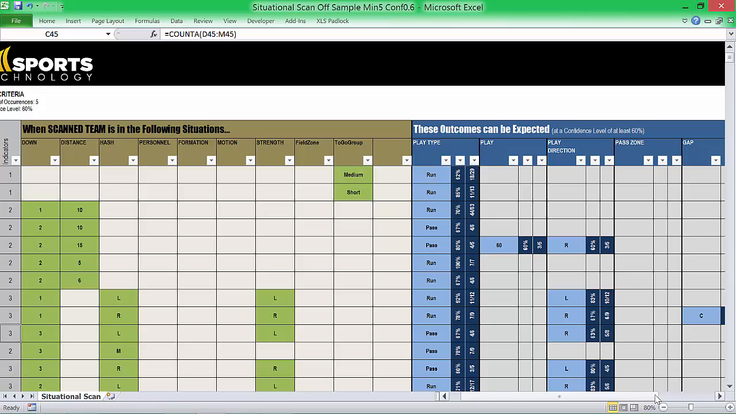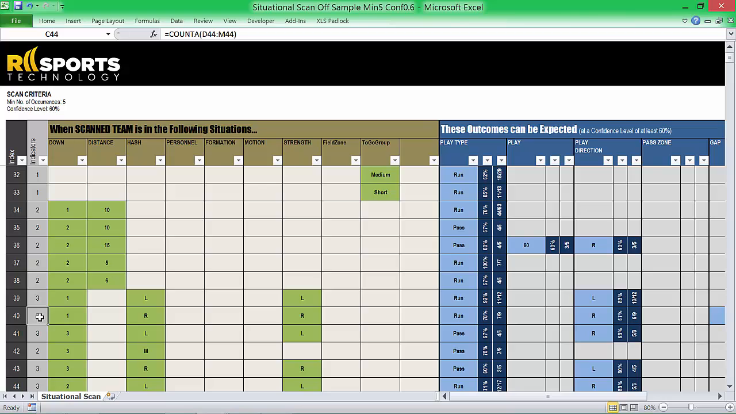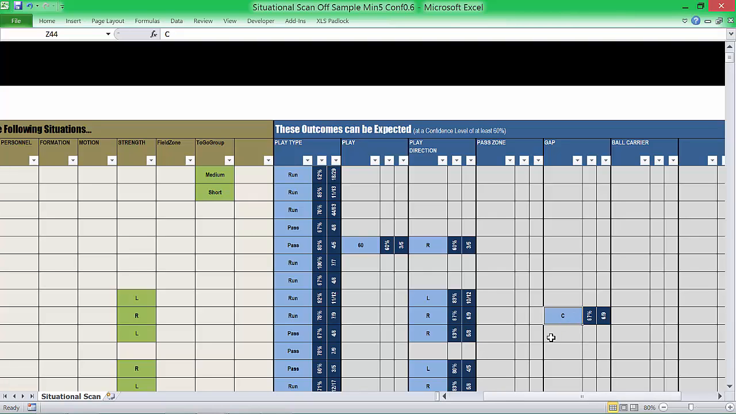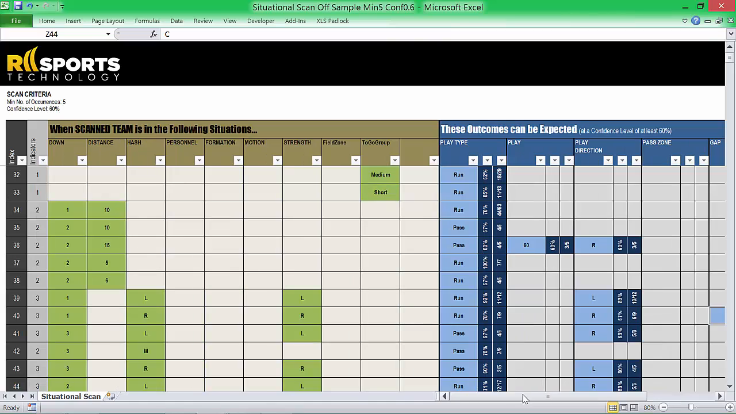As another quick example, let me see if I can get the index number for you. Index number 40. First down, right hash, strong right is 78% run, 67% sure they're going to the right, and 67% sure they're running into the C gap. So you're reading across each row to interpret what each tendency says.